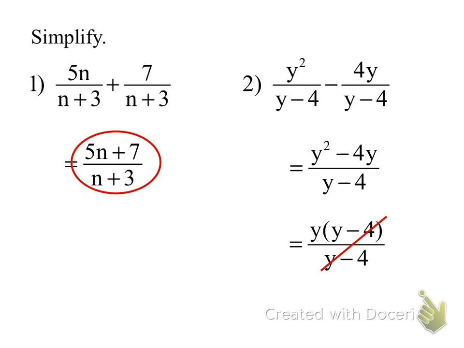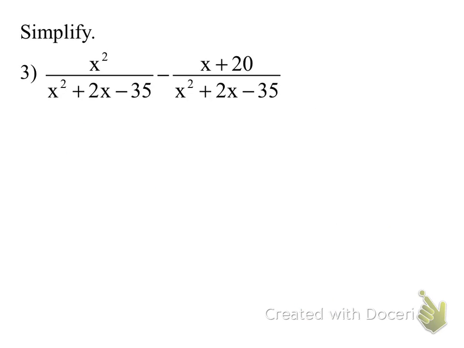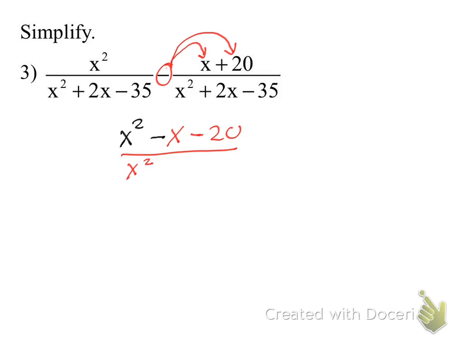Okay, so let's try the next one. Pause the recording and let's try the next one. All right, so I got for my second step x squared minus x minus 20. That is because I took my negative and I distributed it to the x and to the 20. And in the denominator, I still have x squared plus 2x minus 35. For the top, the numerator, what did it factor to? Raise your hand if you can tell me, Charlie. x minus 5 times x plus 4.